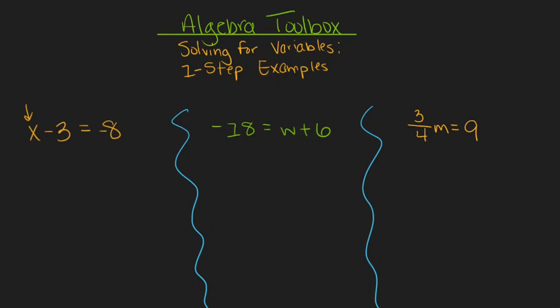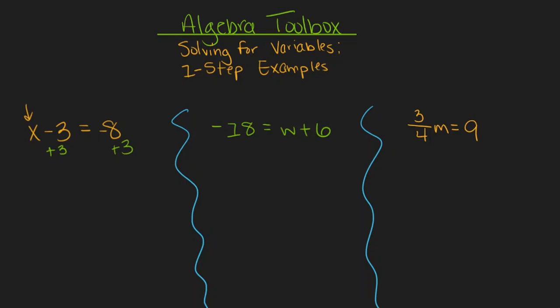Why do I use addition? Because we always break relationships with their opposite operations. So I can get rid of this minus 3 by adding 3 to both sides. Now you might be wondering, why am I adding 3 to both sides of the equation? Why not just the left side?